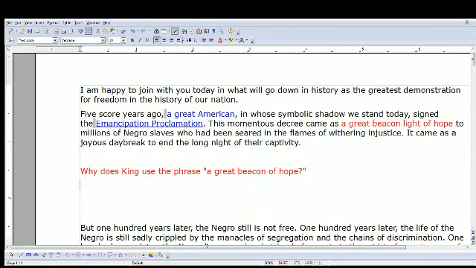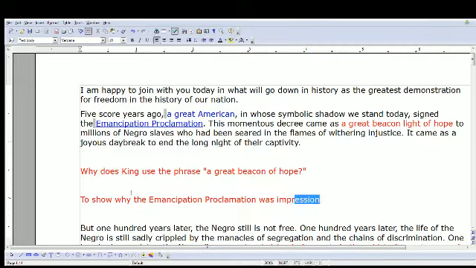Right? So then, anytime you answer this kind of question, the TOEFL, it'll say something like this. It'll say to something, right? So here, why does he use the phrase, the great beacon of hope, to show, you might say, to show why you might say something like this.